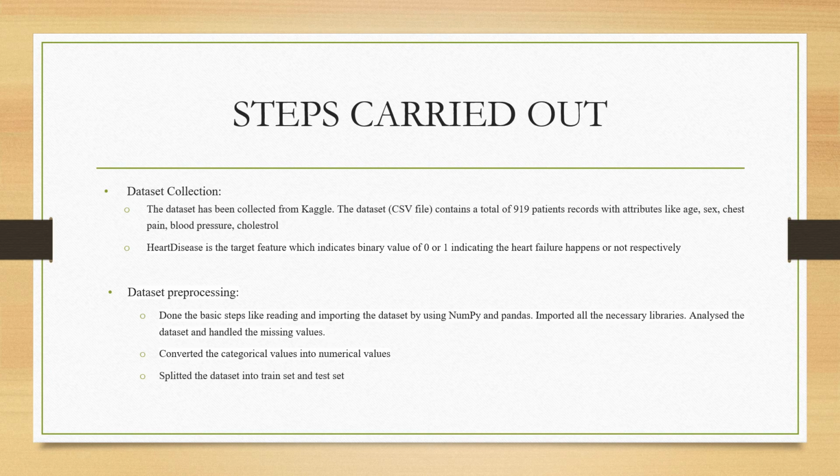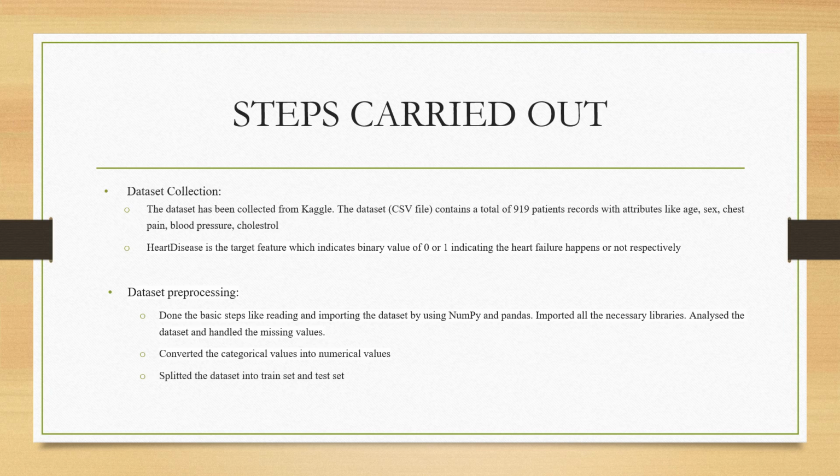The major thing we have to do before creating the machine learning models is the collection of the data set. The data set has been collected from an open source repository, which is Kaggle. It contains 919 patient records with several features like age, chest pain type, blood pressure, cholesterol level, and several ECG factors. Then we have to pre-process the data in order to deal with the missing values.